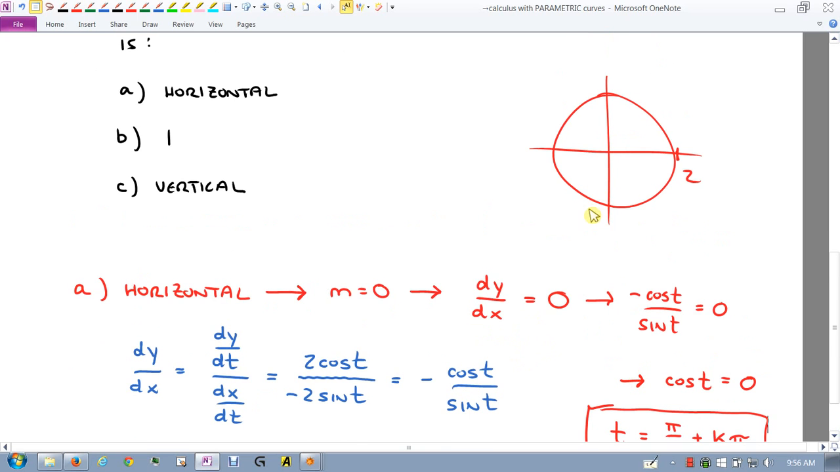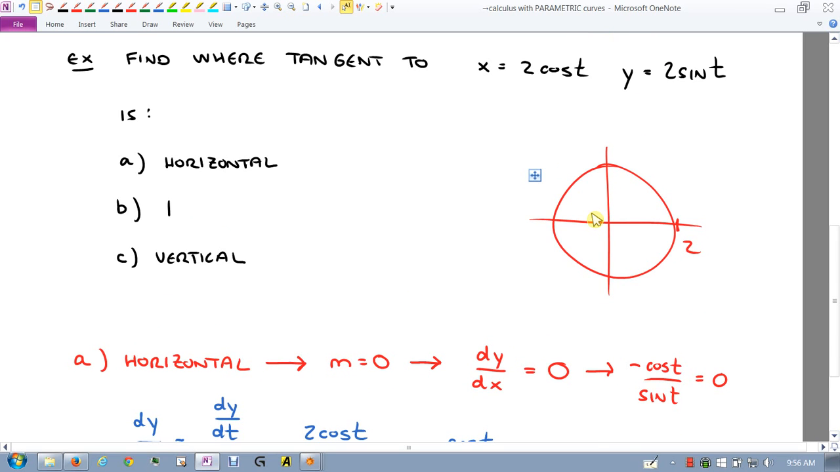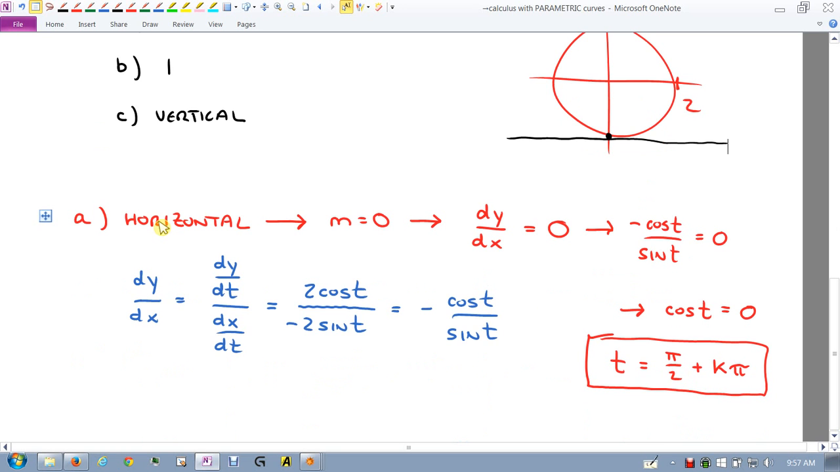And we can check it, right? If we go back up here, and if we were to plug in pi over 2, we would actually be at the top of this circle, and the slope of the tangent line up there would be 0. And if we go to 3 pi over 2, we'd be down here, and the slope of the tangent line there is 0 also. So it confirms. All right, where is the slope of the tangent line 1? So that's part B.